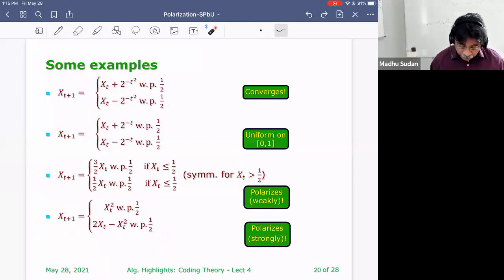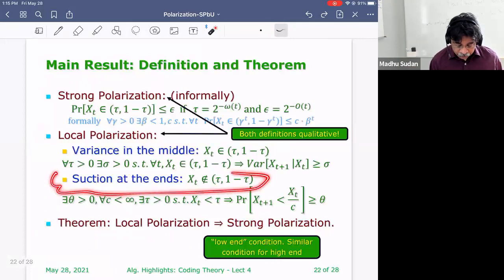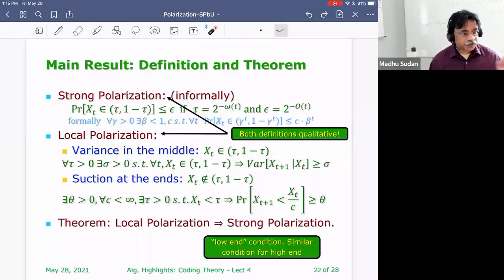We capture that by saying, look, in one step, you must show suction at the ends, meaning if you're sufficiently close to the origin, then no matter what constant I specify, the probability that you drop by that constant value is some fixed constant. Theta in our examples is typically 1/2. So there is some positive constant, etc. Suction at the ends says you must drop by a large value. And what we were able to show is that if you can show these local conditions, then the global condition holds. This is a very neat, simple probabilistic statement.